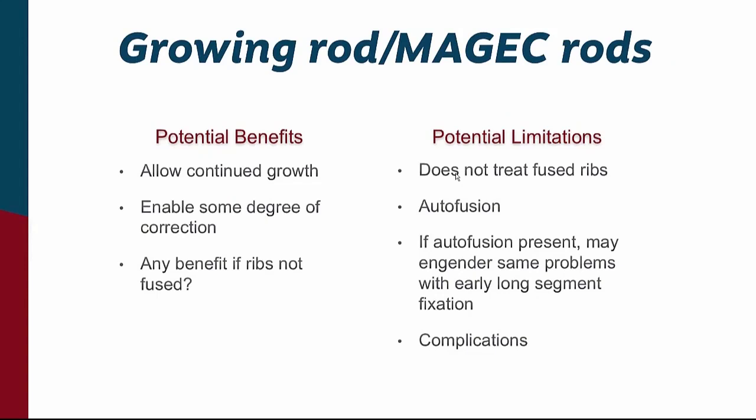Some of the potential benefits and limitations with growing rods and even MAGEC rods: the benefits are that it allows continued growth and corrects some degree, usually 50 to 60% of the curve size. However, the main downsides: it does not address any rib fusion. Often patients develop autofusion after a certain amount of expansion, which may limit your improvement at some point. They're also associated with a relatively high complication rate from dislodgement, reoperation, breakage, or infection.